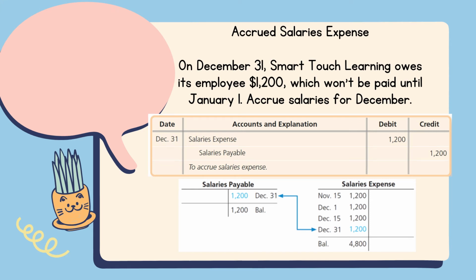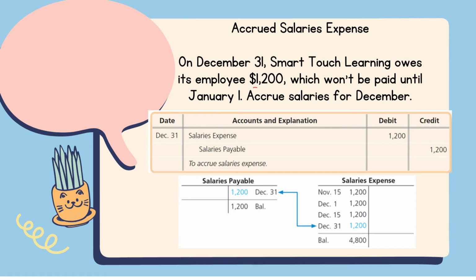On December 31st, Smart Touch Learning owes its employee $1,200, half of the $2,400, which won't be paid until January 1st. I'm gonna pay it tomorrow, so it's accurate. That's why I need to debit an expense account to decrease my equity, and I need to increase the liability account, which is payable. I did not pay yet. I'm gonna pay tomorrow on January 1st.